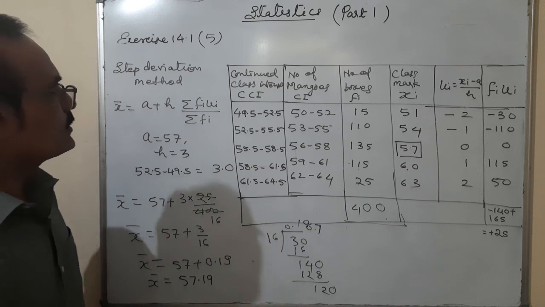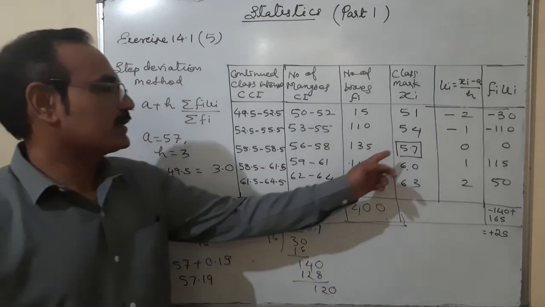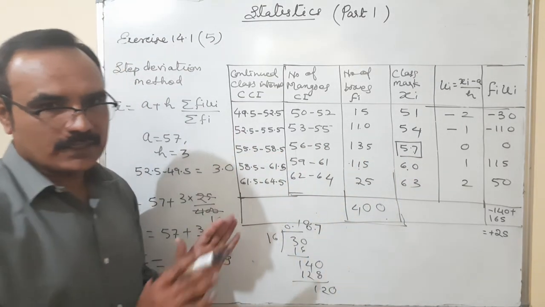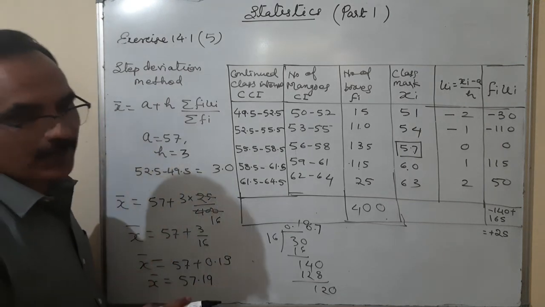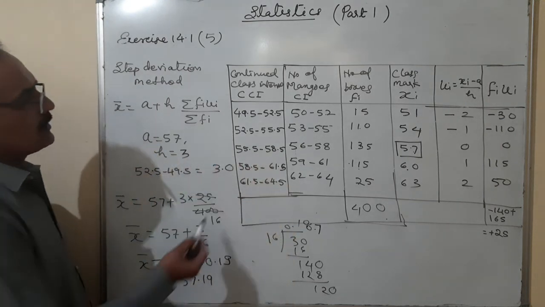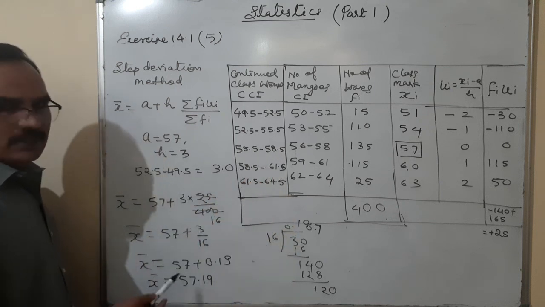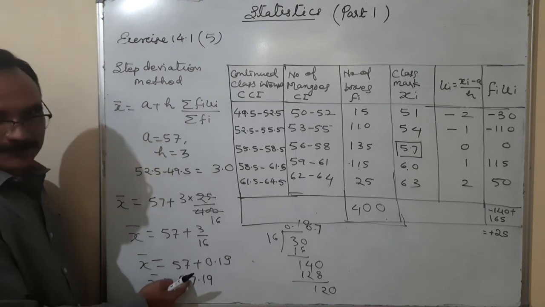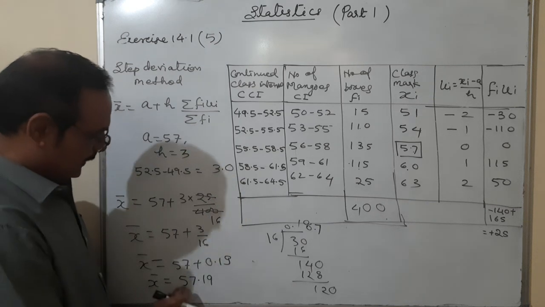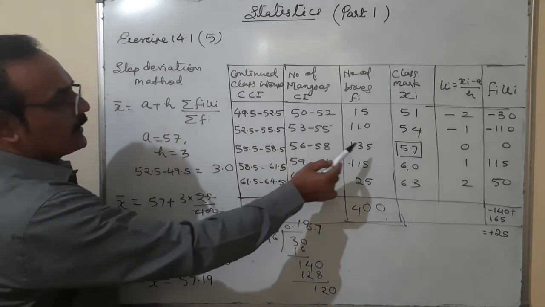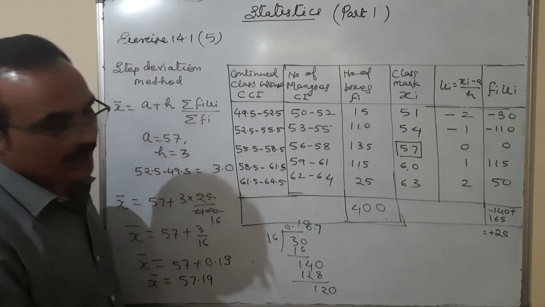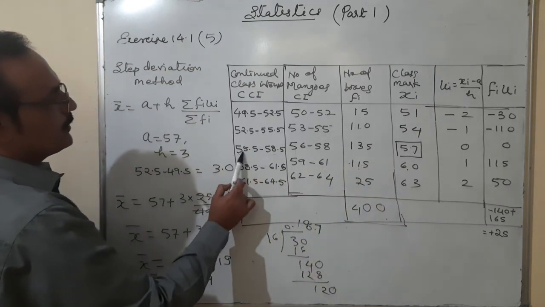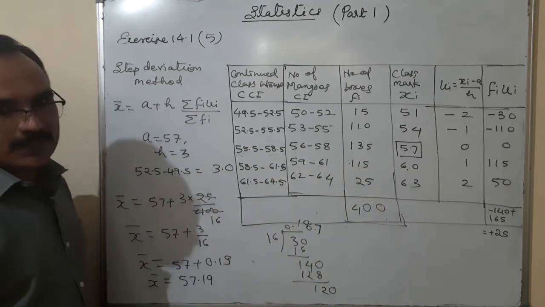You can check the solution also. The answer should come under the mean class, sorry, not the median class. This is the mean class, so it should be between 55.5 and 58.5. This is a rough idea. Sometimes you make a mistake in putting the decimal, and immediately you can understand that you are wrong, because 5.71 will not be a correct answer. The correct answer must come between this interval, 55.5 to 58.5. The answer is 57.19.